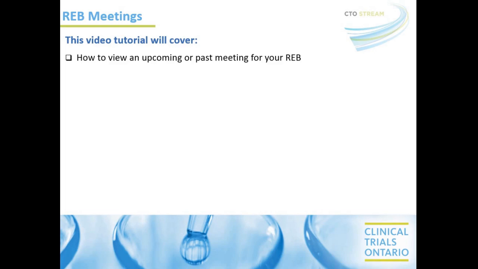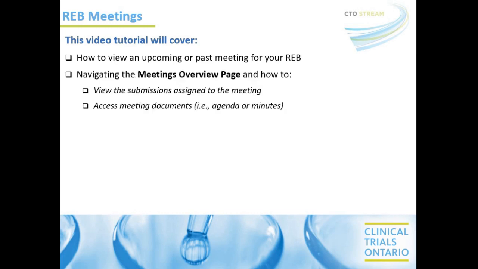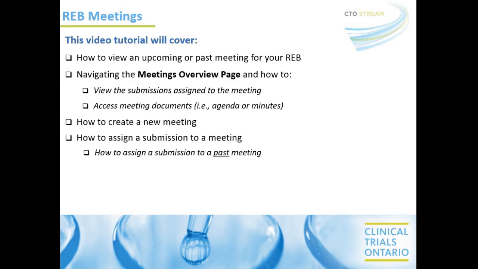In this video, we will look at meetings in CTO Stream, and I'll demonstrate how to view an upcoming or past meeting for your REB, how to navigate the meeting's overview page, and how to view the submissions that have been assigned to a meeting, as well as access the meeting documents, such as the agenda and minutes, how to create a new meeting, and how to assign an application to a meeting that's been created, as well as how to assign an application to a past meeting.